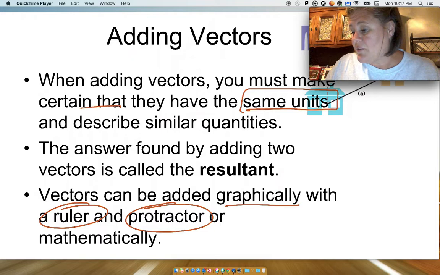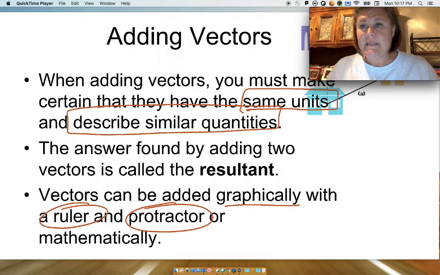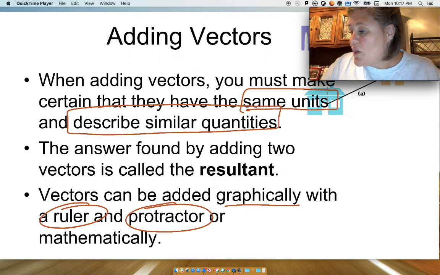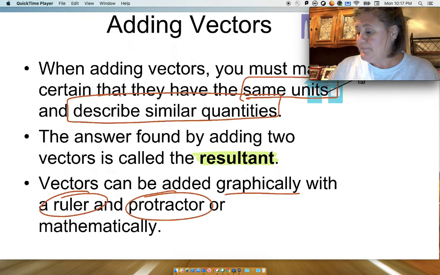Another thing about the vectors, when adding them, they have to describe similar quantities. Okay, you can't add a velocity vector to a displacement vector, and you can't add a force vector to a velocity vector. So the vectors have to describe similar quantities and they have to have the same units. The answer found when adding two or more vectors is known as the resultant vector. Okay, we're going to look at that here in just a minute.